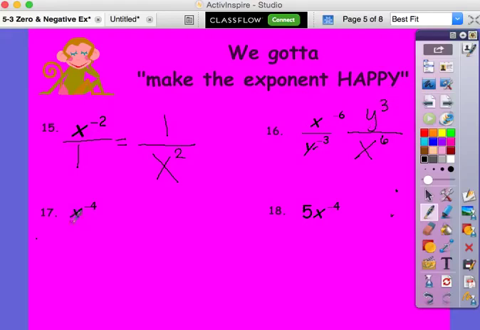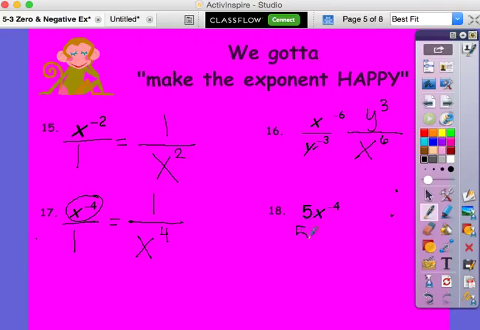Okay, number 17. All right, so what do we do with this one? You flip it. Don't say flip. Oh, well, you move that. You move it downstairs. He has to move down here so that we have x to the +4th power, and you put a 1 over. And I just showed you why on the previous flip chart.